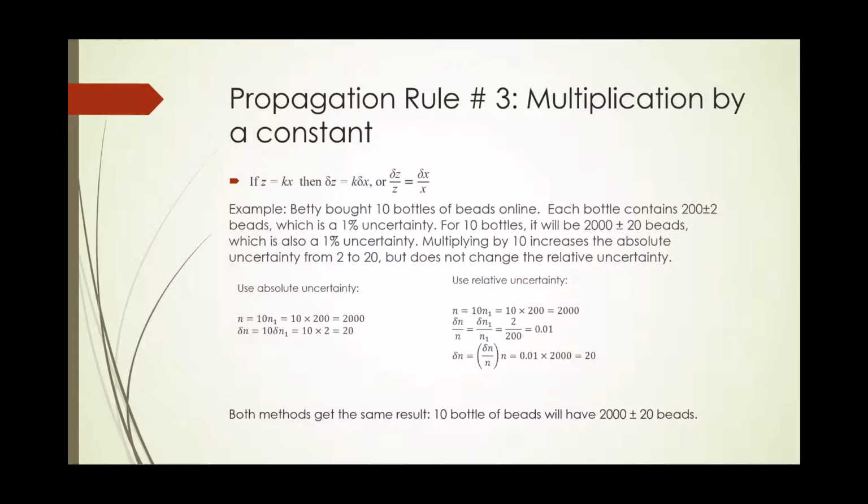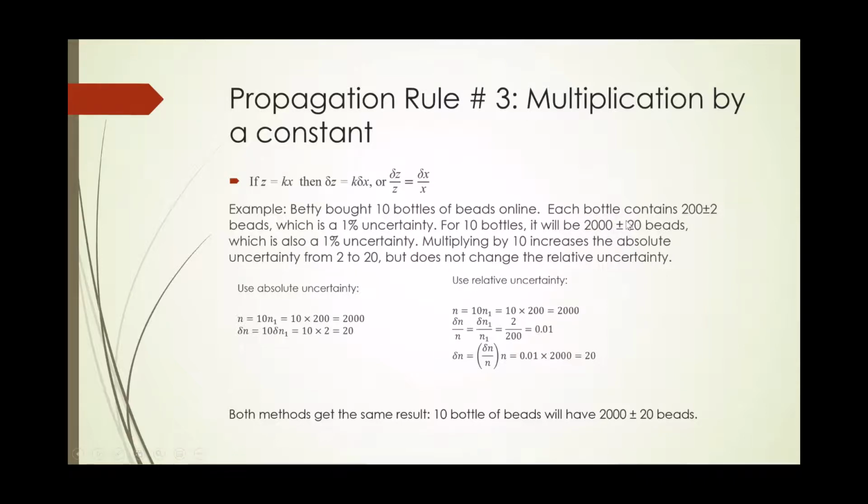K is gone because delta z over z, if you apply rule number 2, will equal delta k over k plus delta x over x. But because delta k is 0, delta k over k is also 0, so it is gone. So you're left with only the relative uncertainty of x. The two equations, although one has a k and the other one doesn't, actually give you the same result. You can see that from this example, okay?